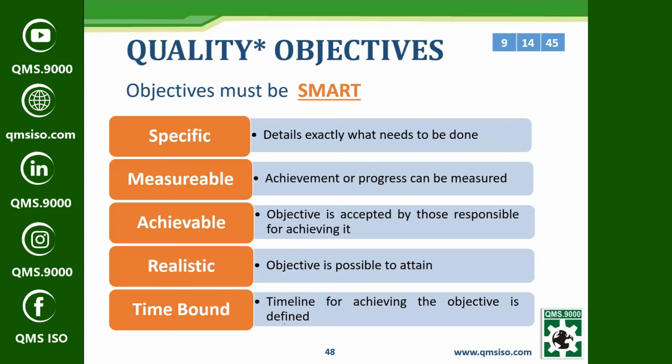Like for your training, let's say you have a training department. They develop an objective that we will provide ISO awareness training to 30% of our staff by December 2024.